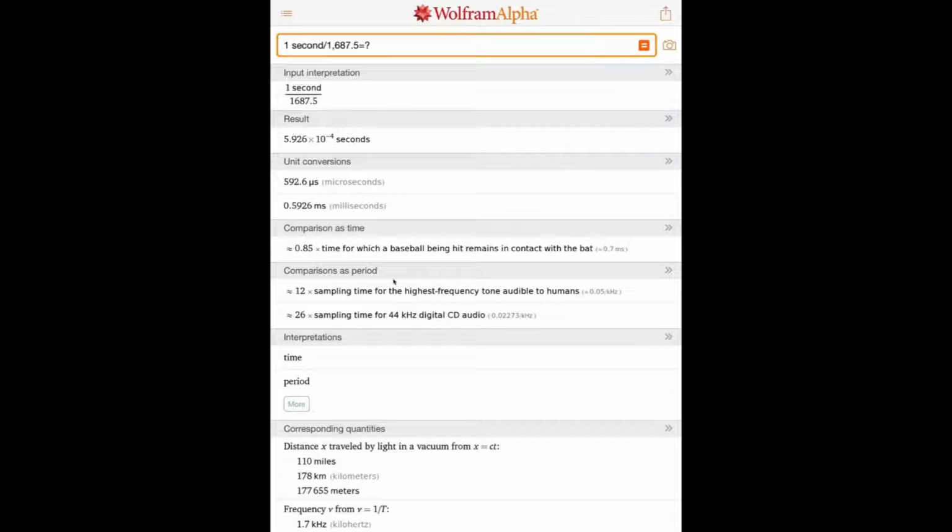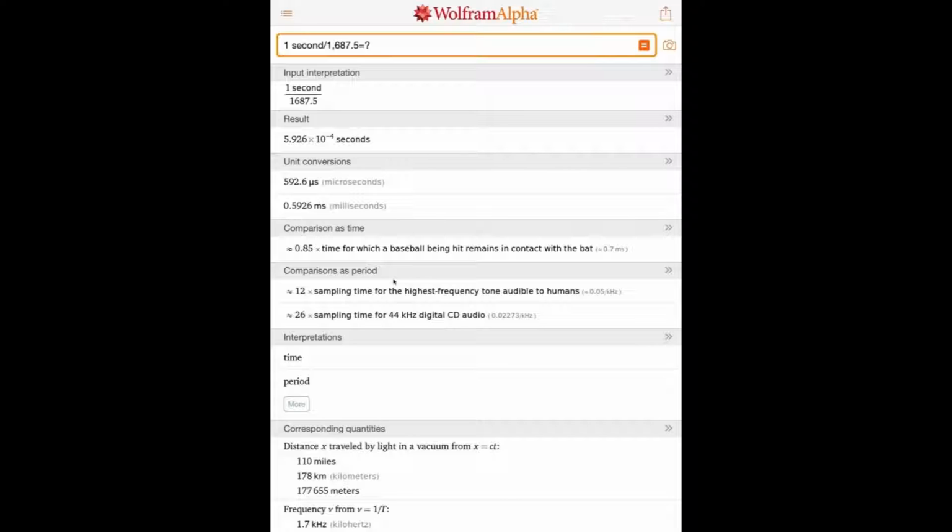They're trying to speculate on so many things and analyzing things, putting things together. I don't know if you've seen this application online, it's called Wolfram Alpha. You could put in any kind of equation and it'll figure it out for you. So I put in 1 second divided by this number given in the Bhagavatam here, 1687.5. And this is what the result comes to. I don't even know how to read that number, but maybe some of you know.